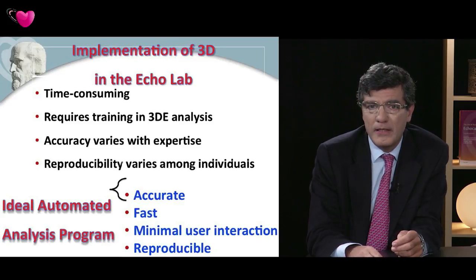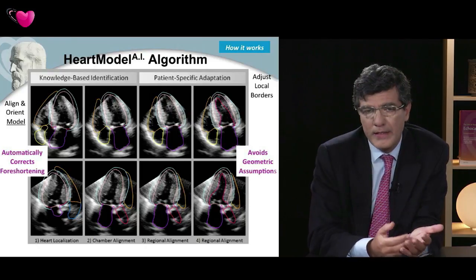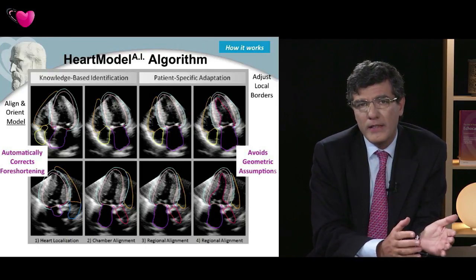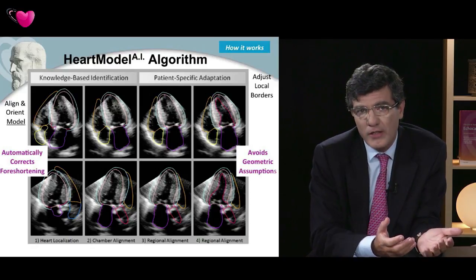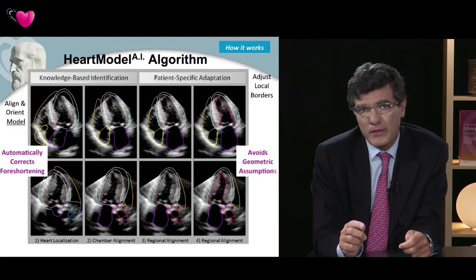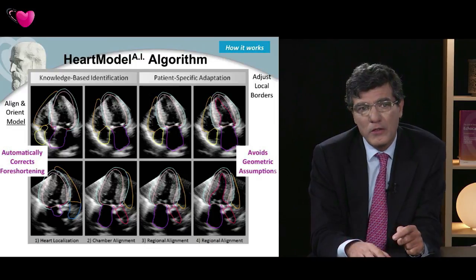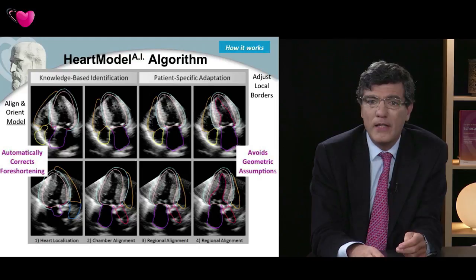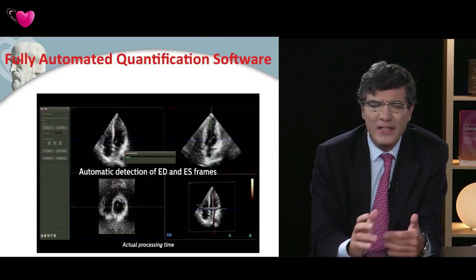This means that, in my perspective, what we need is not acquiring the data. What we need is interpreting the data. Acquiring the data can be easily done by the technology, and what the technology cannot do is simply interpret this data. So the heart model is the answer to that. Why? It automatically corrects the foreshortening and also avoids geometric assumptions. And in fact, it's quite fast.